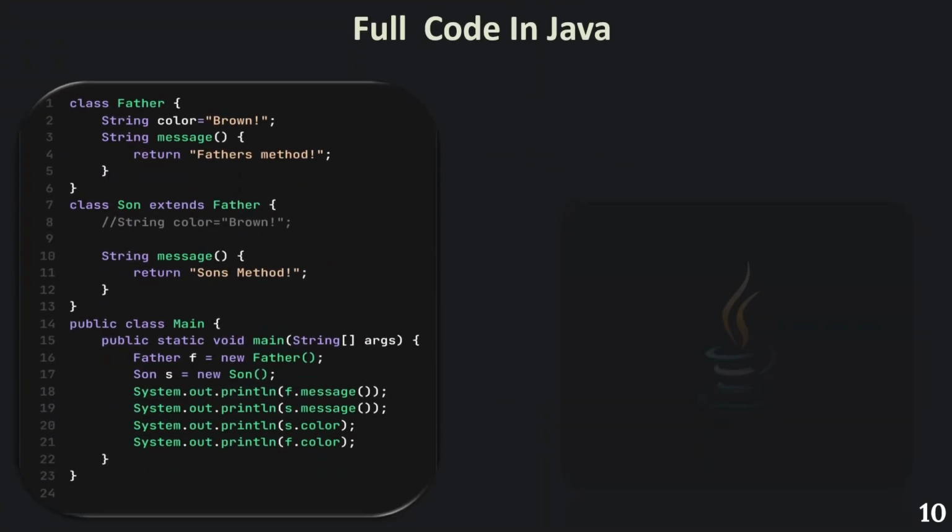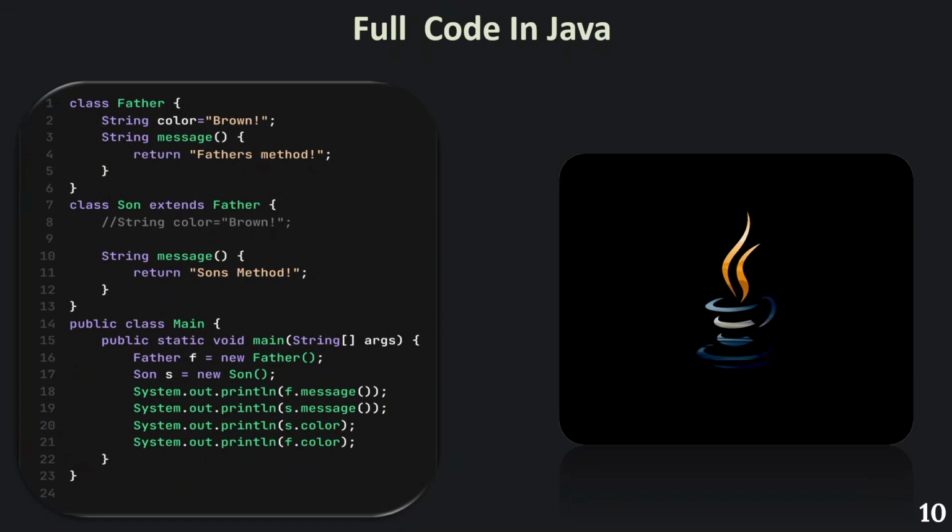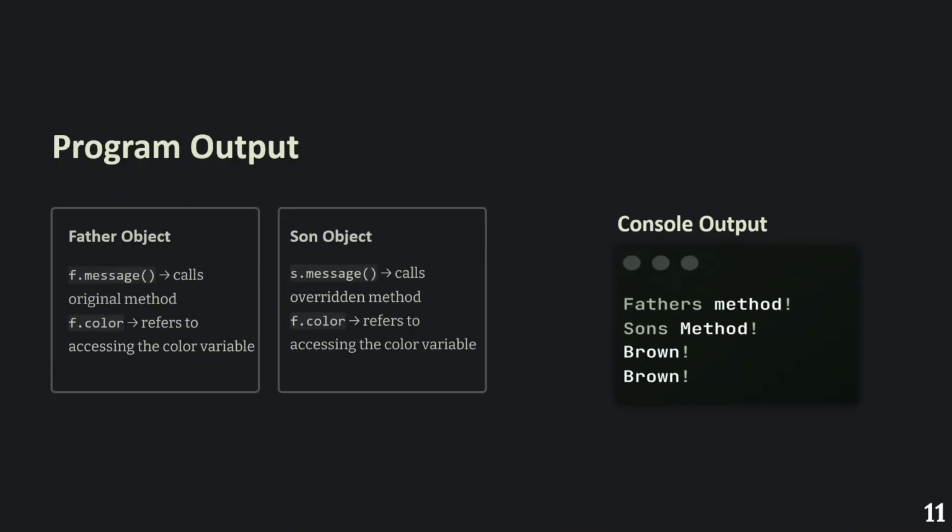Here is the full Java code. In the code, the Father class returns "Father's method" and the Son class overrides it with its own message. When we create objects, we can access the inherited variable using something like app.color.